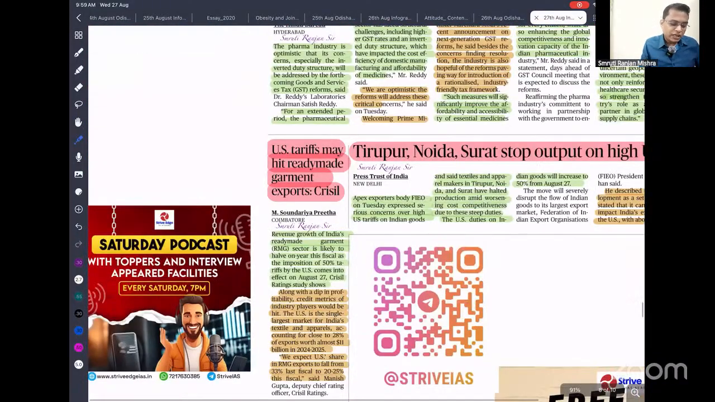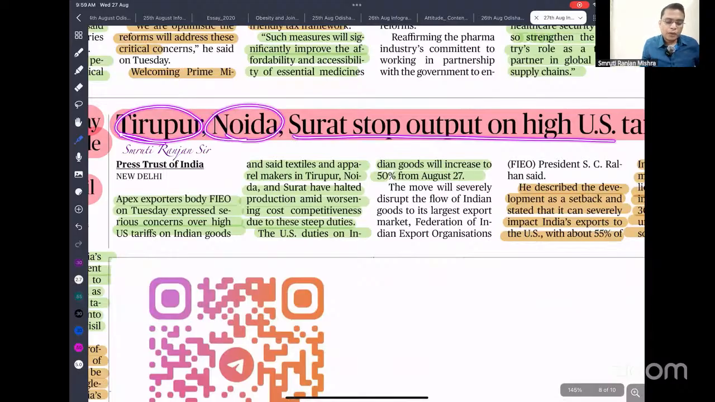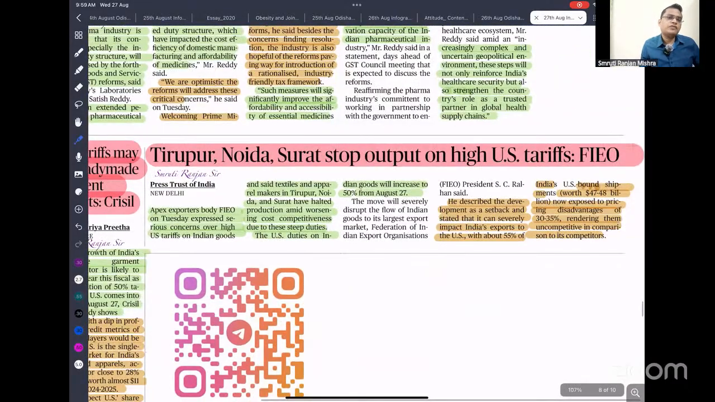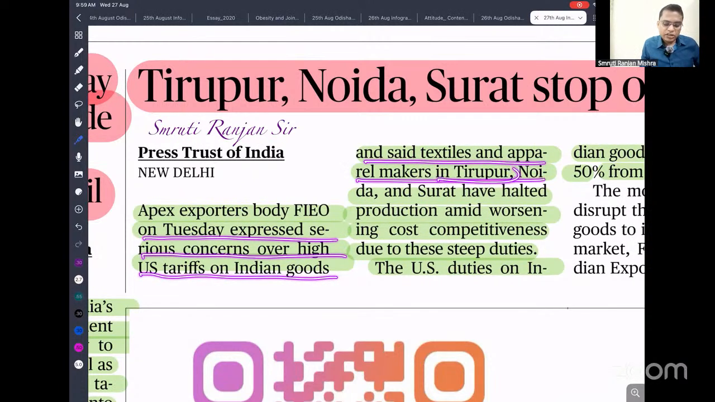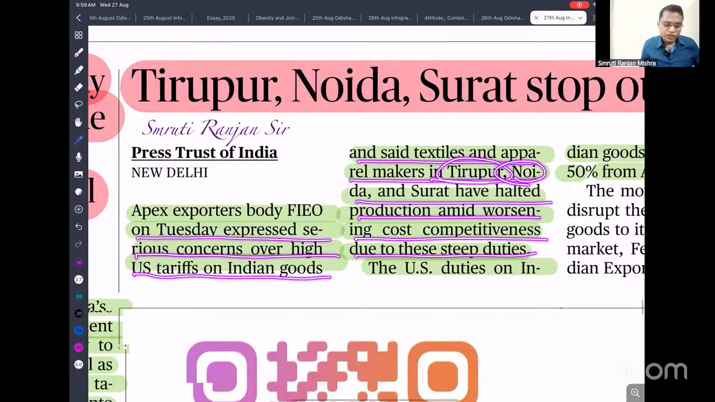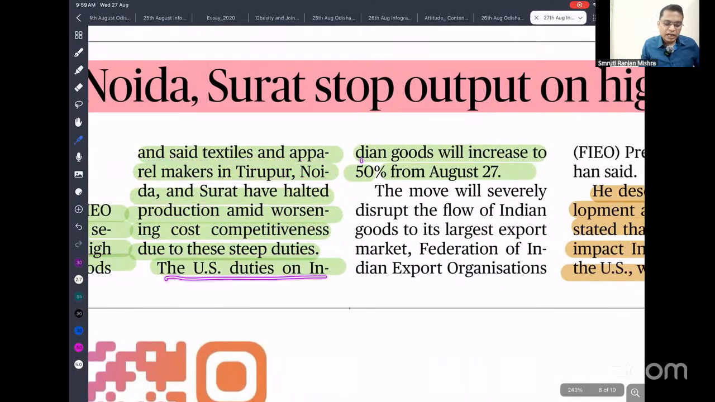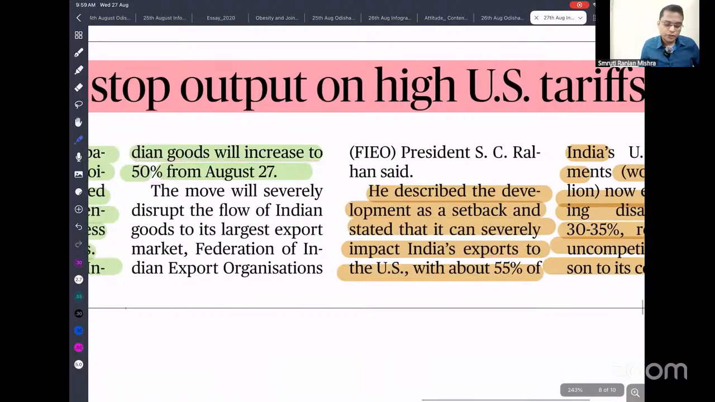You can see Tirupur, Noida, and Surat have stopped output because of the high tariff. They know their exports will not get any advantage, so they have stopped producing. The apex exporters' body FIEO on Thursday expressed serious concern over the high US tariff on Indian goods and textiles. Apparel makers in Tirupur, Noida, and Surat have halted production amid worsening cost competitiveness due to steep duties. USA duties on Indian goods will be increased to 50% on 27 August. He described the development as a setback and stated that it would severely impact Indian exports to the USA.